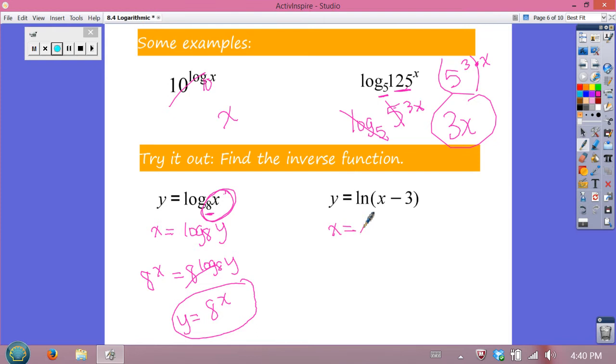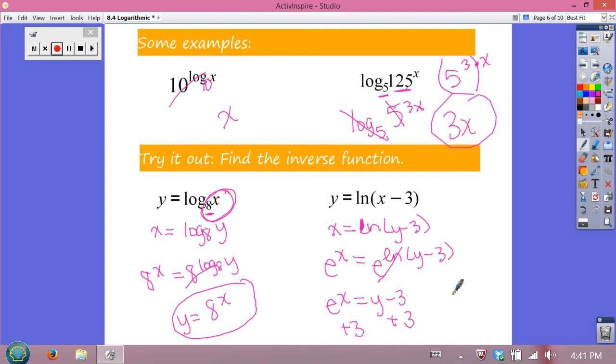Okay, and for this one, again, to find the inverse function, we switch x and y. So we have x equals ln of y minus 3. To solve this, we remember that ln is the same as log base e. So now we have a new base e to take the opposite of the ln, y minus 3. E to the ln cancels out. They're inverses, so we're left with e to the x power equals y minus 3. Simplify that, bring the 3 over. We're left with y equals e to the x power plus 3 is the inverse function to this equation right there.